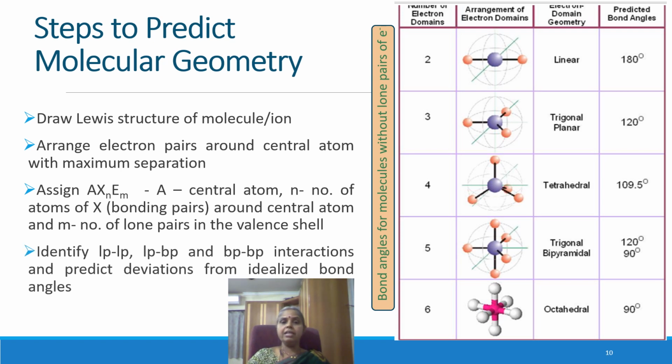Then you identify molecular geometry based on lone pair, bond pair, and bond pair repulsive interactions, and then predict the bond angles. Here you can see when there are no lone pairs, geometries are regular. The molecule will have a regular geometry and bond angles are also perfect. You can notice the bond angles in the molecules. There is no deviation from the expected.